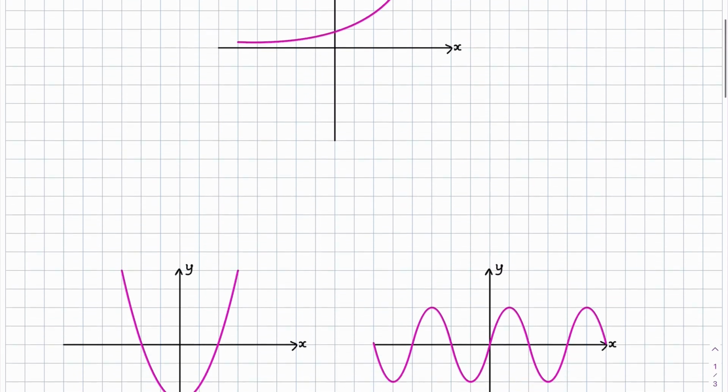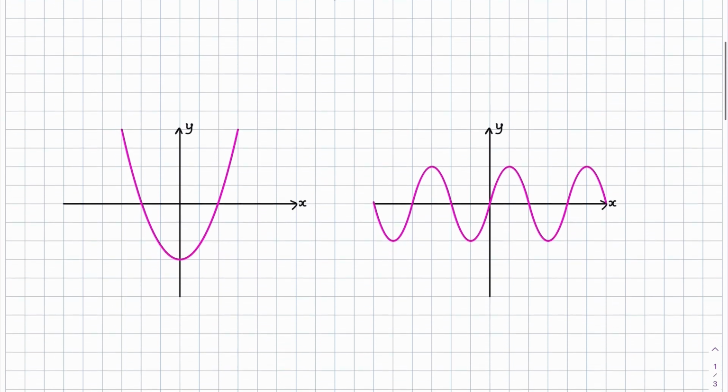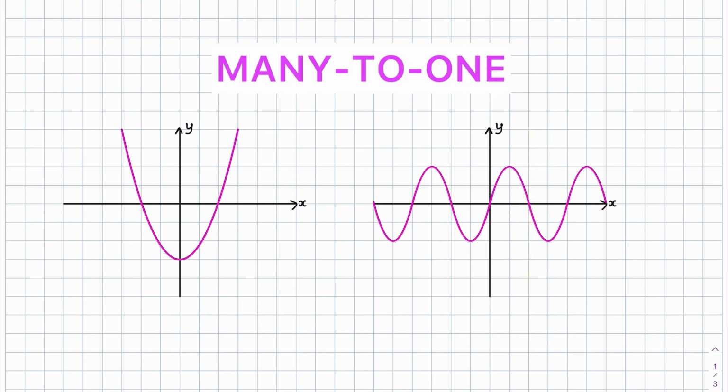Let's have a look at these graphs. The parabola, we've seen that we can also get it to pass the vertical line test because it only crosses the graph at one point anywhere on the graph. And then this graph here is a sine graph, and we can see that that also crosses the graph at one point. But these two graphs are many-to-one graphs because if we put a horizontal line, we actually cross the graph at more than one point. That makes it a many-to-one graph.